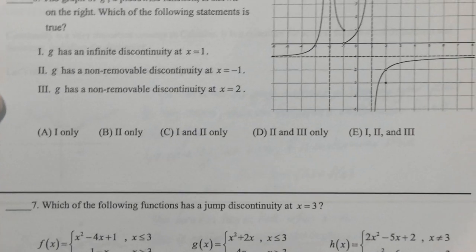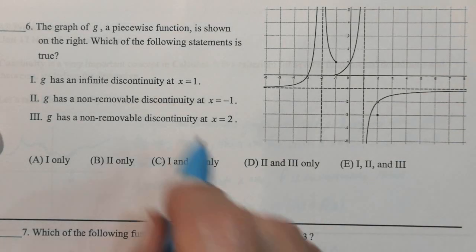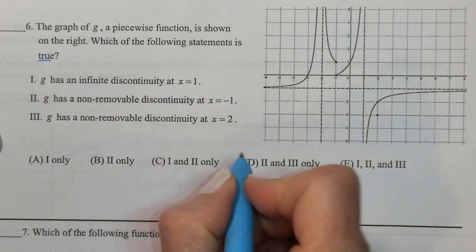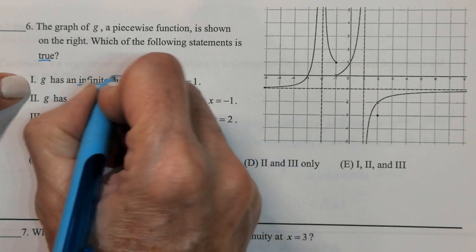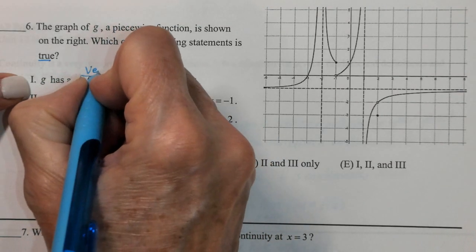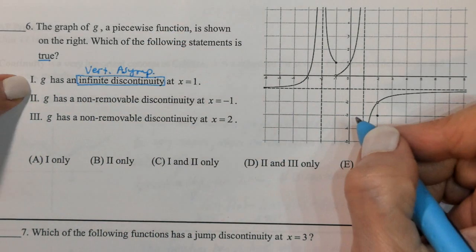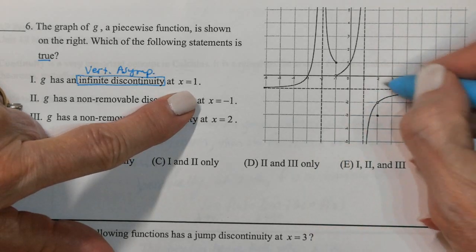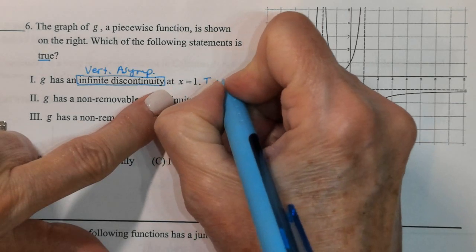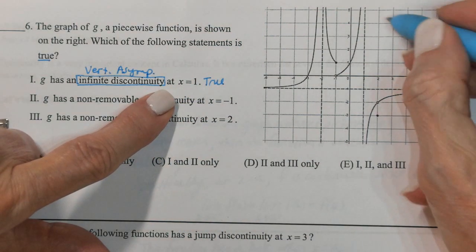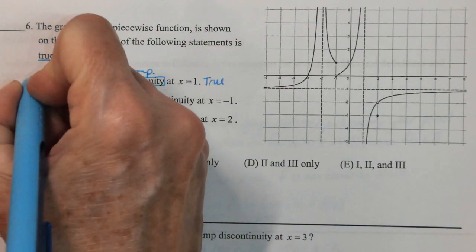All right, just a couple more. The graph of g is a piecewise function. Which of the following statements is true? F has an infinite discontinuity at x equals 1. Infinite discontinuity is a vertical asymptote. So does g have a vertical asymptote at x equals 1? Yes, it does. Remember, vertical asymptote is if either the left or the right is going to infinity. So that is true.